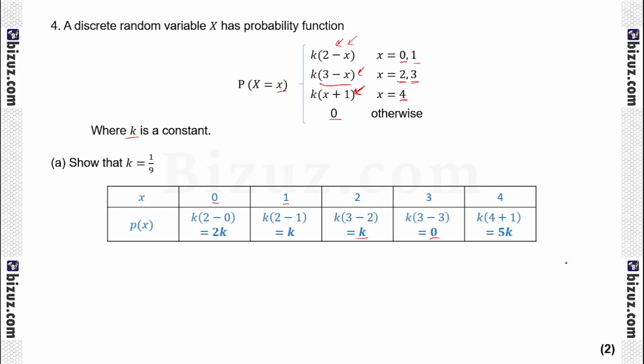Suppose even if you wanted to add something like x equals 5 here, obviously the probability of that is going to be 0. It's basically useless, so that's why you're not writing that.